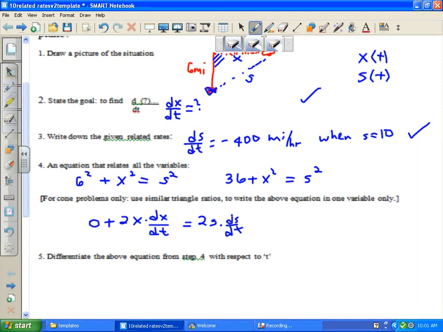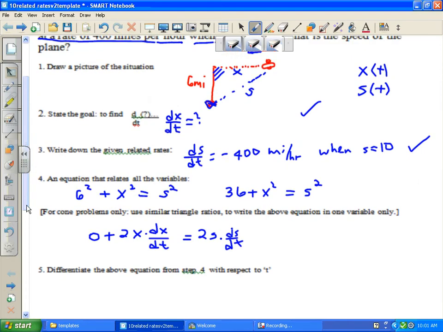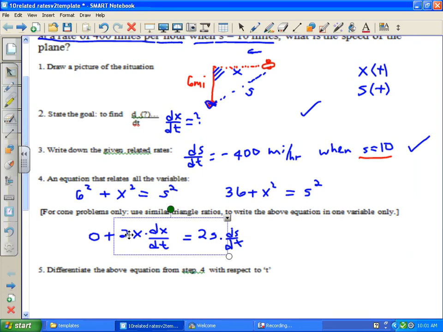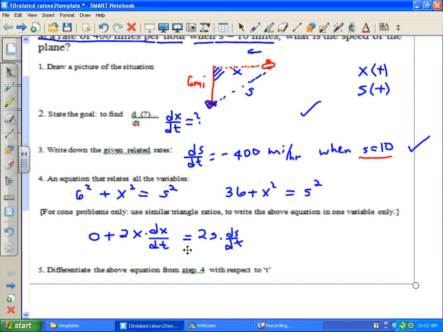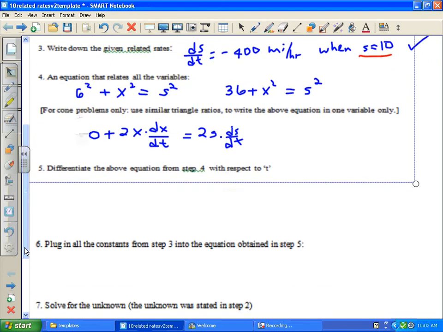Okay. Now, what else do we know? Do we know what x is, or do we know what s is? Okay, we know what s is. They said at the moment when s equals 10. Okay, sorry, I put this in the wrong place, it seems, but it doesn't really matter. Well, assume that this is in the next step, in step number 5. For cone problems, we'll have an extra thing in that bracket space. So we differentiated already. So we've done step 5 already.